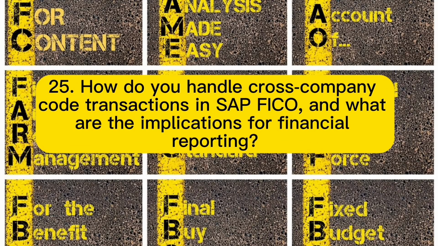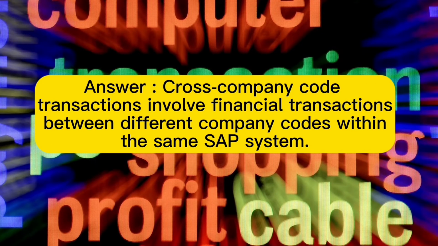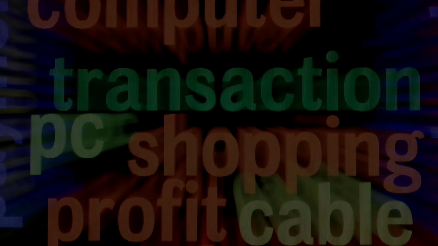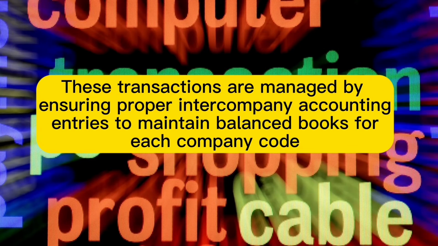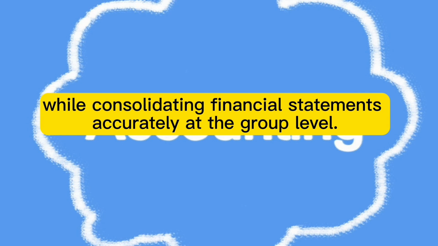25. How do you handle cross-company code transactions in SAP FICO, and what are the implications for financial reporting? Answer. Cross-company code transactions involve financial transactions between different company codes within the same SAP system. These transactions are managed by ensuring proper intercompany accounting entries to maintain balanced books for each company code, while consolidating financial statements accurately at the group level.